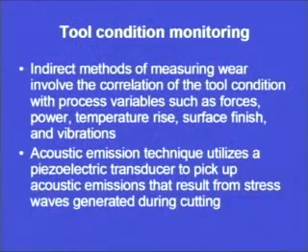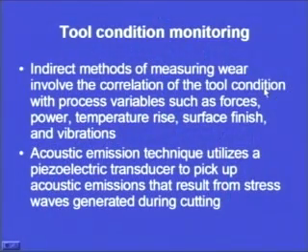Then there is another, indirect method. We have taken an example of automatic machines, where it is very difficult to stop the operation in between. So, we need to have an indirect method of monitoring the tool as well as its condition, to see how the tool is performing its intended operation. The indirect methods of measuring wear involve the correlation of the tool condition with process variables such as forces, power, temperature rise, surface finish and vibrations.